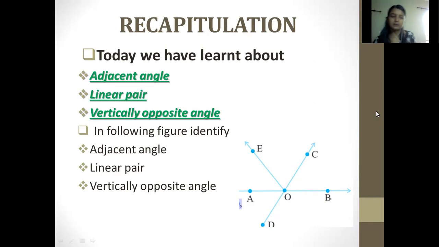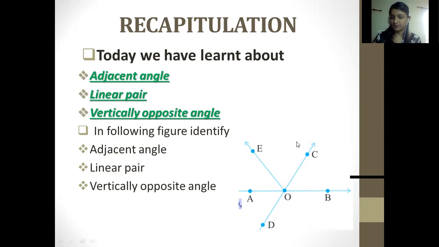Then here is a question in front of you. You have to solve that. In the following figure, identify adjacent angles, linear pairs, and vertically opposite angles. You can easily do that now, because in adjacent angles you can see that EOC is adjacent to COB. You would be writing it in your notebook. For linear pairs, there are many linear lines. You can also write them. Vertically opposite angles, you would be finding that now.